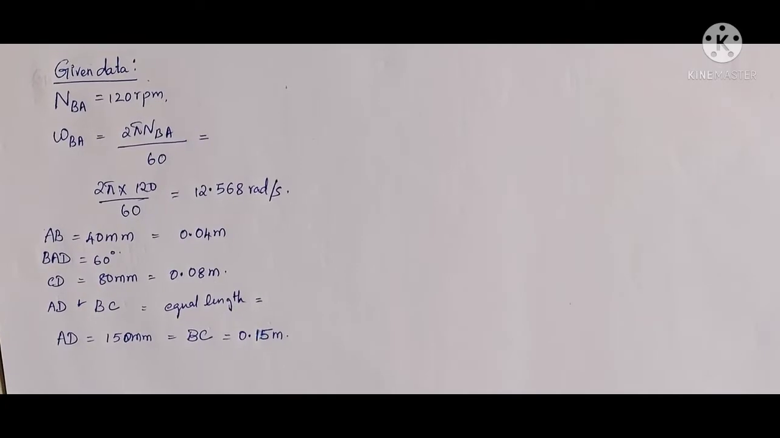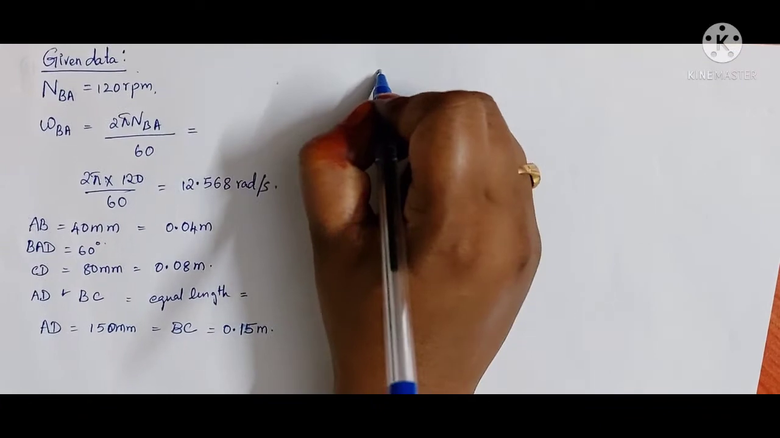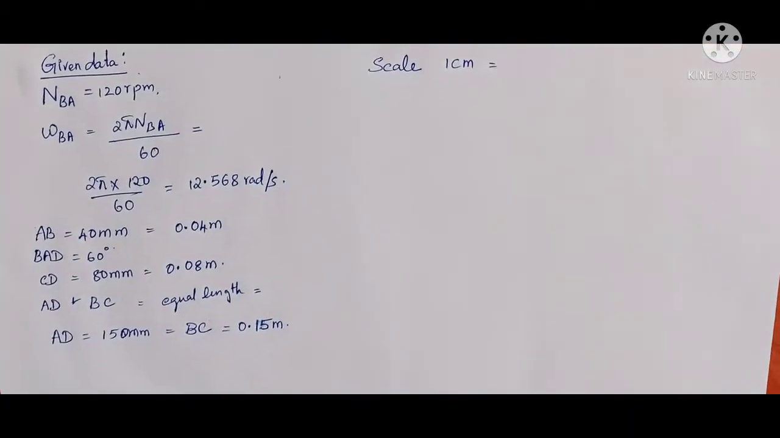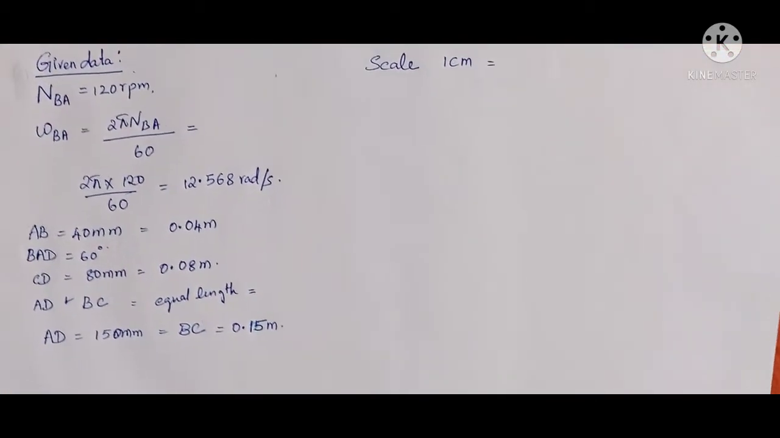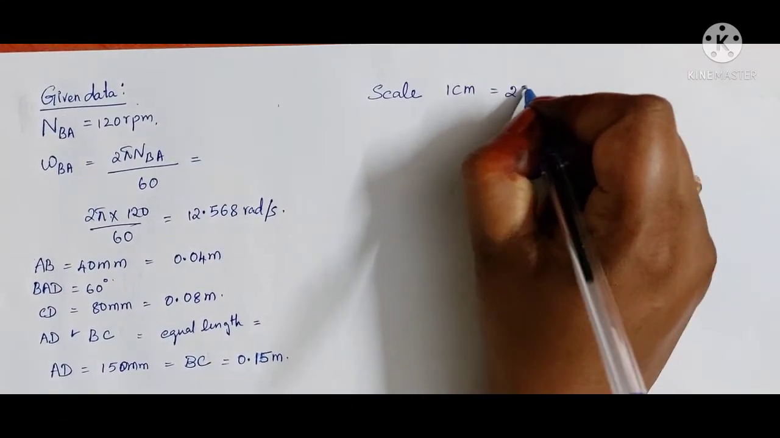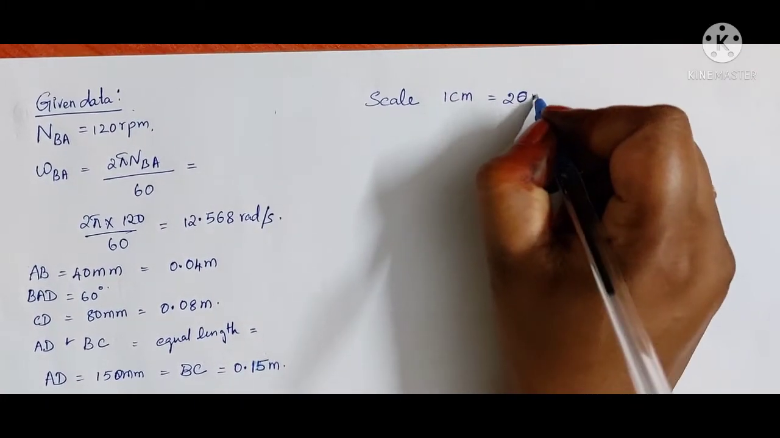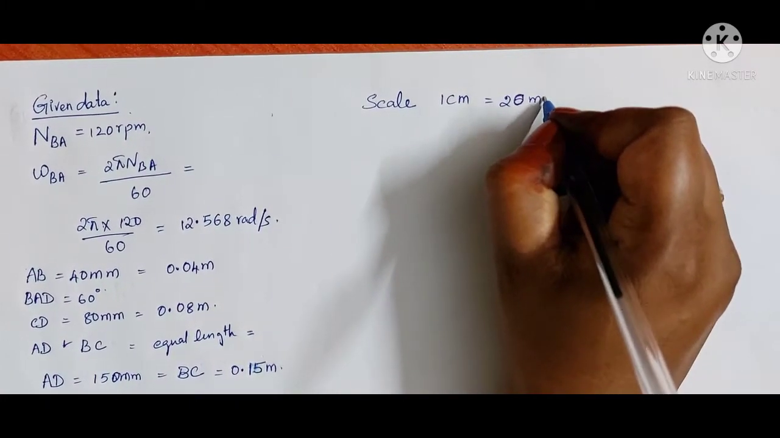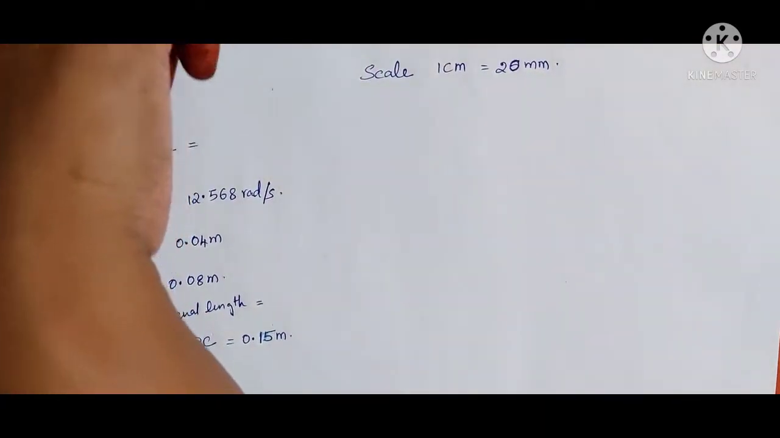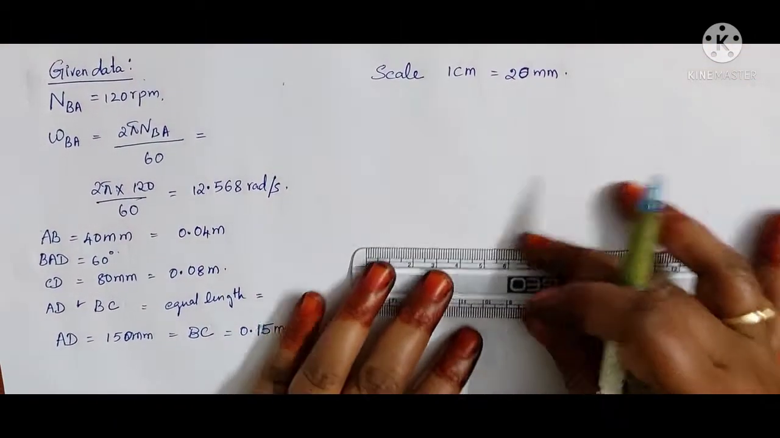Okay, so now we need to draw the space diagram for the given problem. For the space diagram you have to choose a scale. Everything is 150 mm, 80 mm, 40 mm and 150 mm, so I am taking 20 mm, because it makes the conversion very simple. So 20 mm for 1 centimeter of scale I am taking. Now I am using these values here.